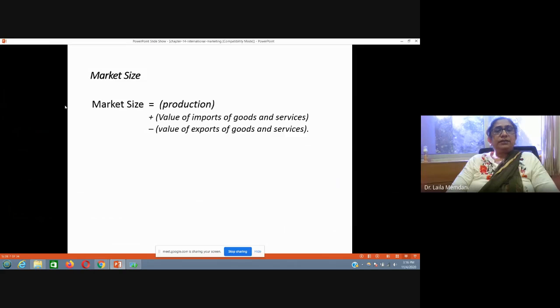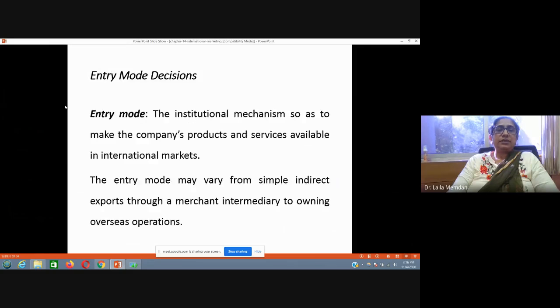Market size of any country is equal to the total production of that particular product in that country, and we add imports, because imports of goods and services come into our country, and we subtract the value of exports of goods and services. Then the firm has to take entry mode decisions.